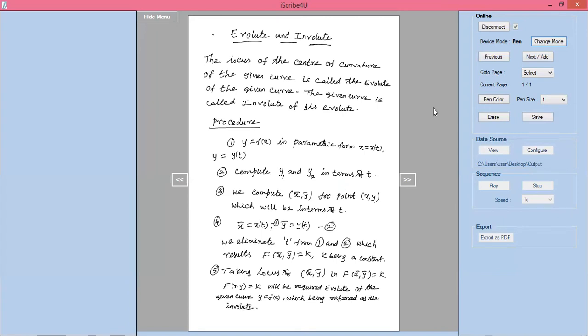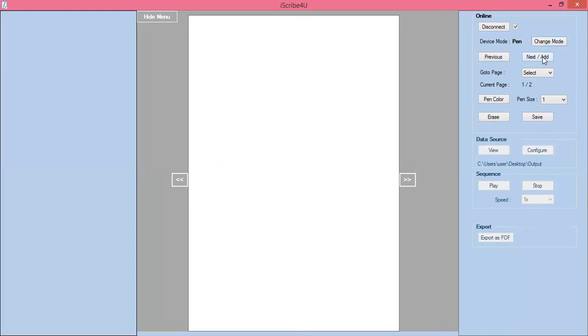So this is the procedure. I have not given the formulas here. What are the formulas we previously used? Center of curvature formulas. Those formulas only we are going to use here also.